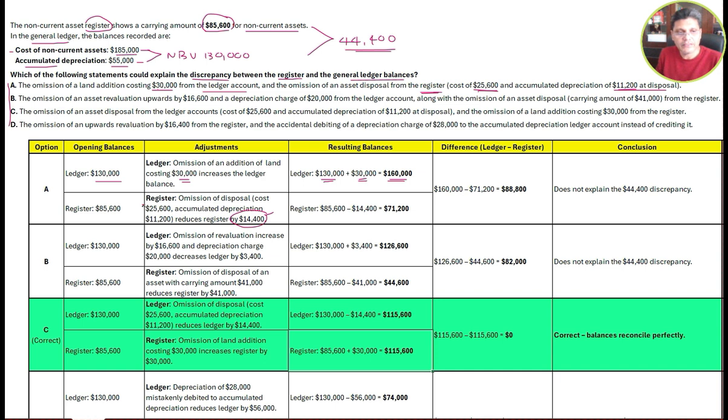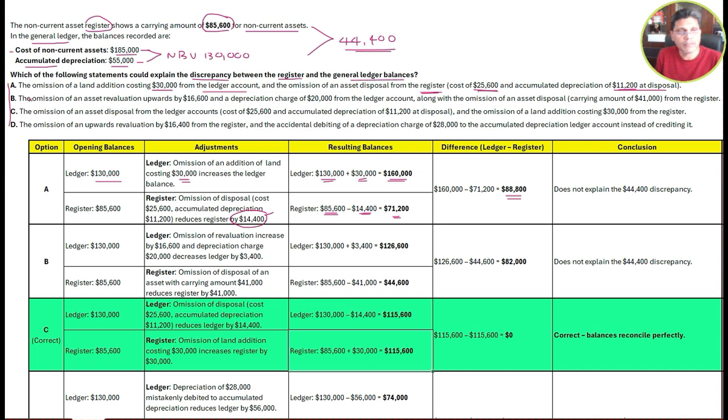So currently the register balance is 85,600. Since this was omitted, it was overstated. Now we need to correct it. We need to deduct 14,400. So therefore the adjusted register balance will be 71,200. So when you take these two balances, the difference will now be 88,800. So this does not fully explain the discrepancy. So this is not the correct answer.